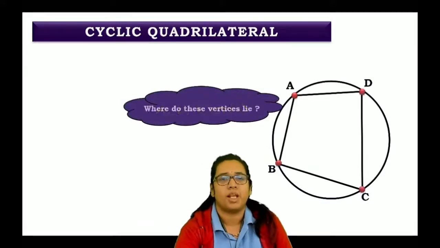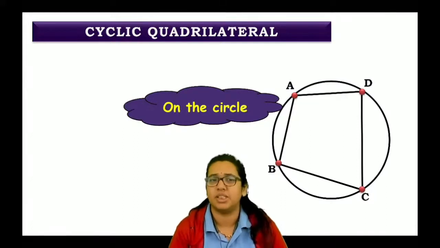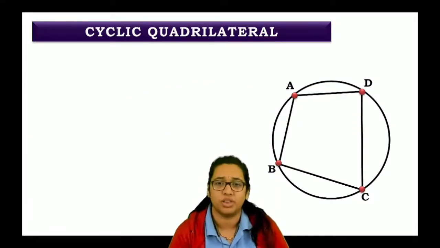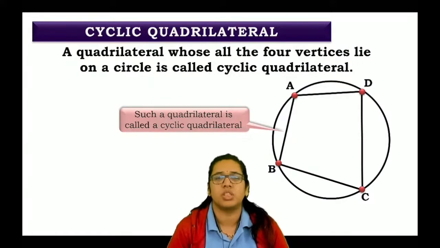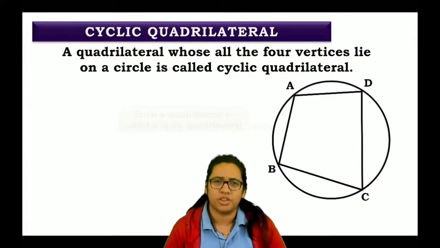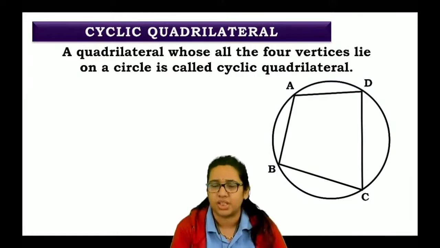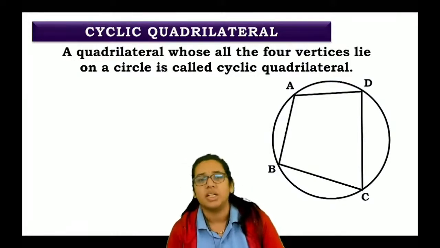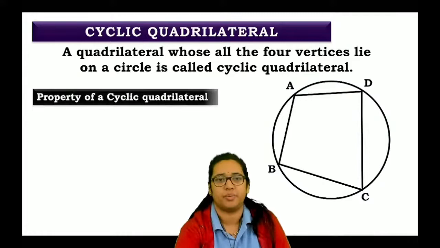See, A, B, C, D are on the circle. So such a quadrilateral is called a cyclic quadrilateral. That is, a quadrilateral whose four vertices all lie on the circle is called a cyclic quadrilateral. Okay.